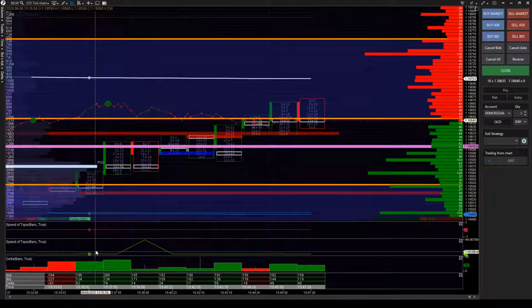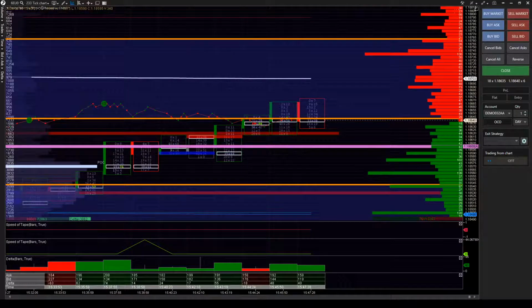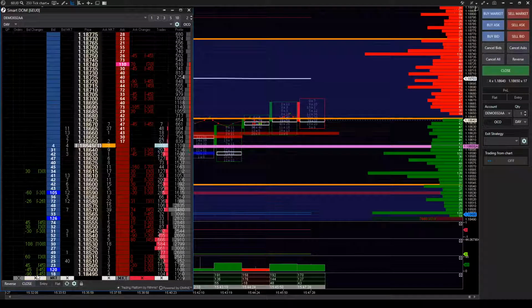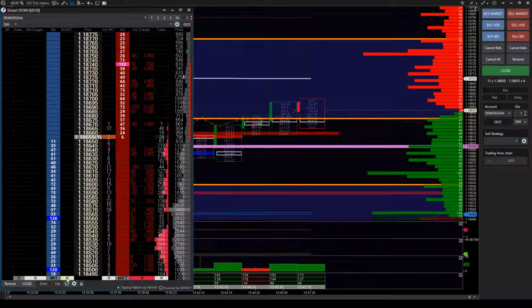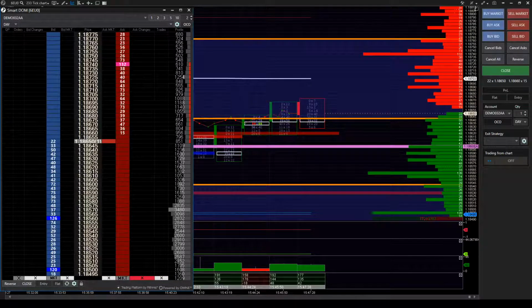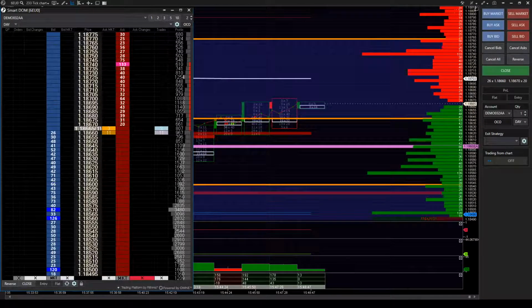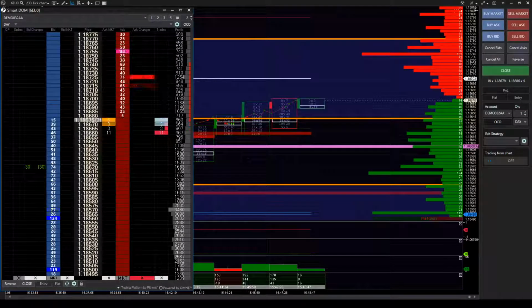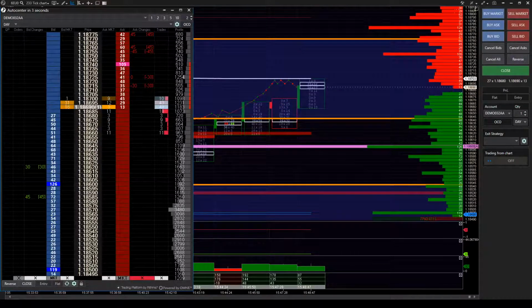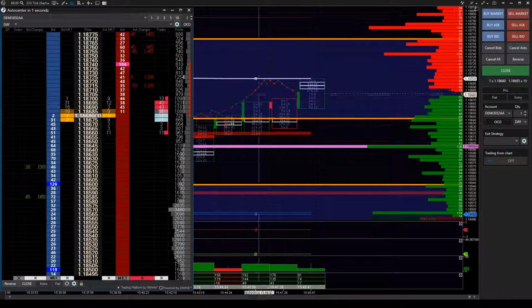If we take a look at the depth of market. Here it is. Let me clear it off so we can see it better. Clear this up so you can see in real time what's going on. Okay, this is the depth of market. We can see in real time the buyers getting in aggressively right now. How the price is moving up very, very fast in this price area.